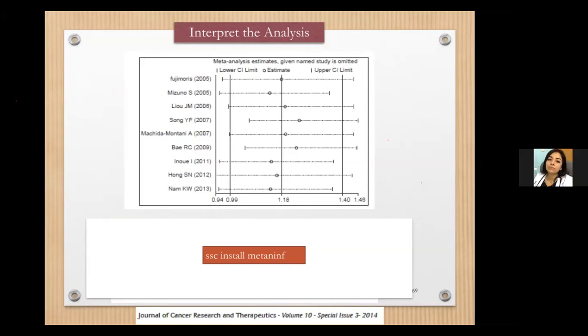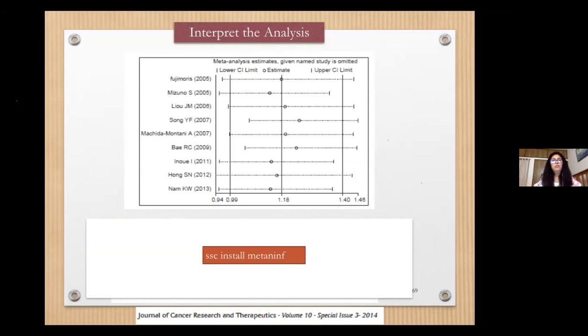I'm not sure, but you have to take a look at the ones that are on the opposite side. Which ones are those? For example, Mizuno. Okay, so basically when you remove the first study, your effect estimate is 1.18. And when you remove Mizuno, your effect estimate shifts to the left. When you remove the third one, it is a little towards the right. When you remove Song, it goes way towards the right. When you remove Mashida, it's again close to 1.18. When you remove Bay, it moves to the other side.